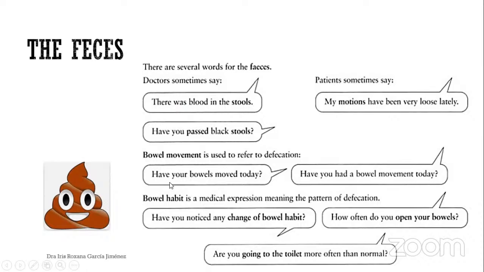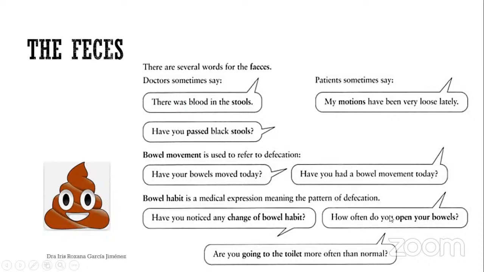And we can say, how are your bowels moving today? Or we can ask, have you had a bowel movement today? I mean, did you go to the bathroom today? It's the same question, okay? The bowel habit is a medical expression, meaning the pattern of defecation, meaning how the patient passes the stools. Have you noticed any change of bowel habit? Very important, right?